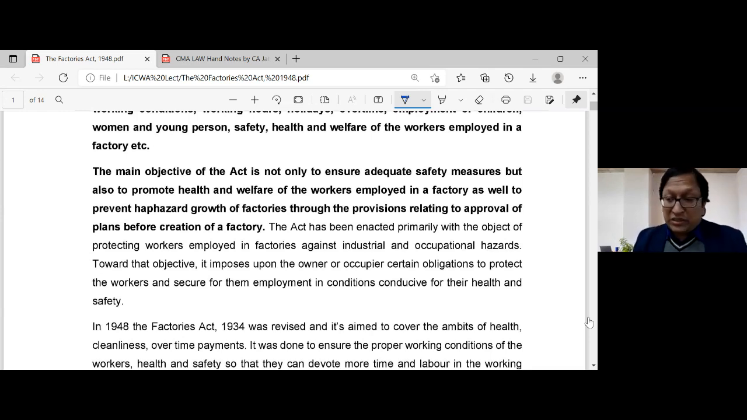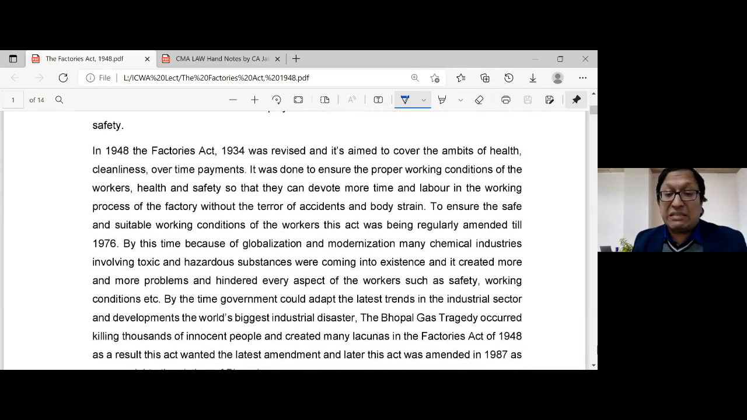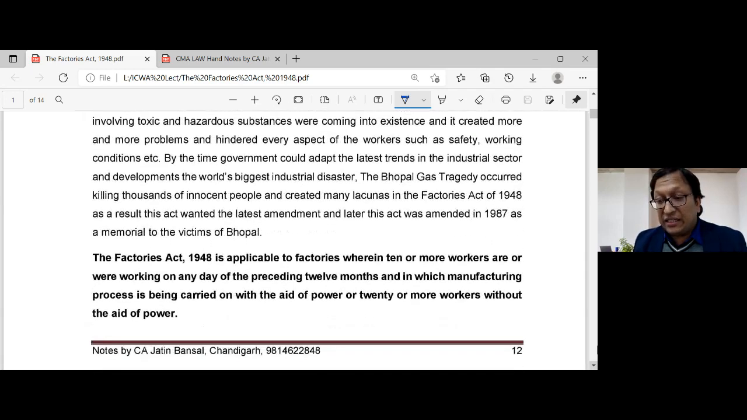This act has been amended a lot of times. Before 1948, we had the Factories Act 1934, which was revised, and in the year 1985, after the Bhopal gas tragedy, it was found that the Factories Act had certain issues, lacunas relating to safety standards. So the Factories Act 1948 was amended consequent to that.